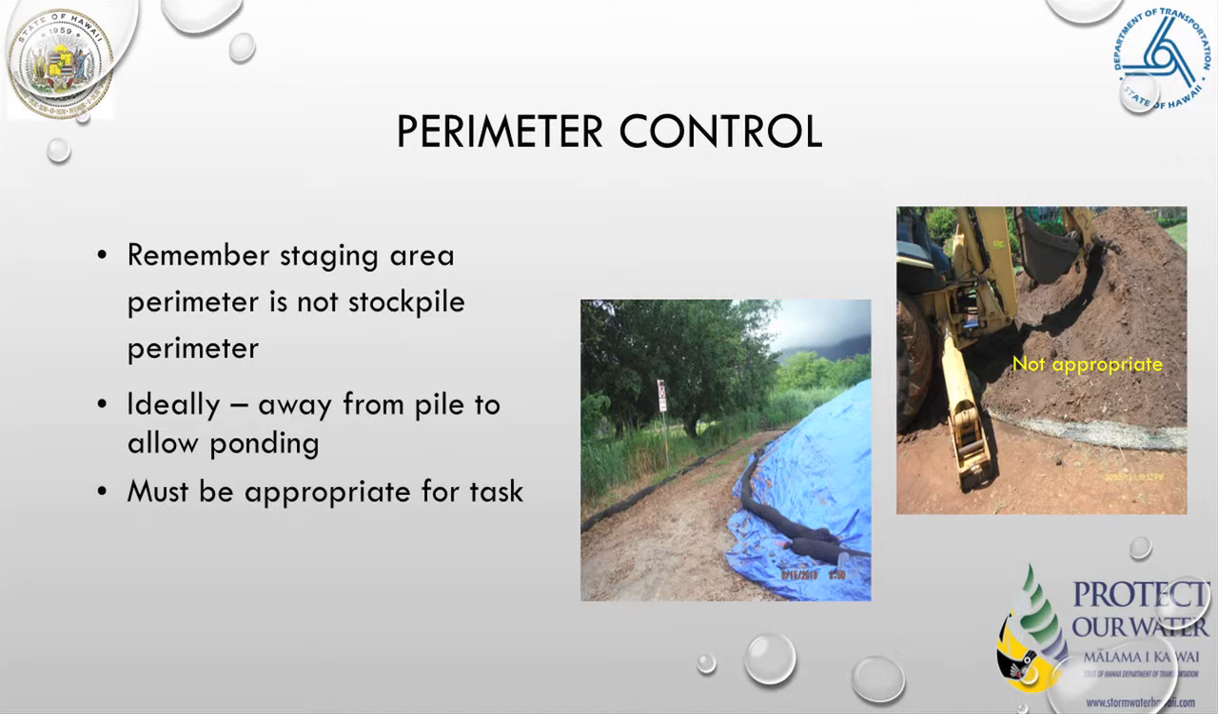In the upper right, this is an example of using an item that is not appropriate to the task. They took some matting, rolled it up, and used that as perimeter control. But also notice where it is. This is a prime example of putting the perimeter control away from the stockpile. Had there been a heavy rain, that perimeter control would not have held anything.